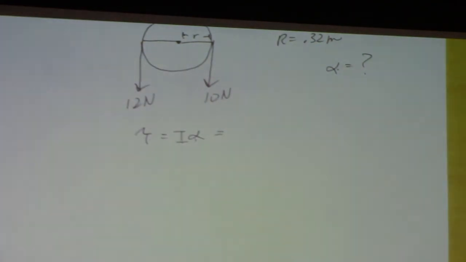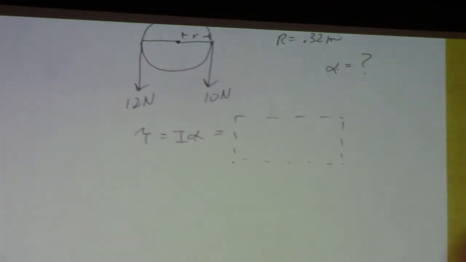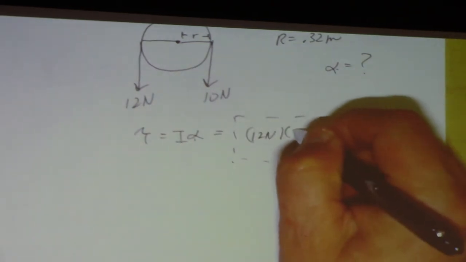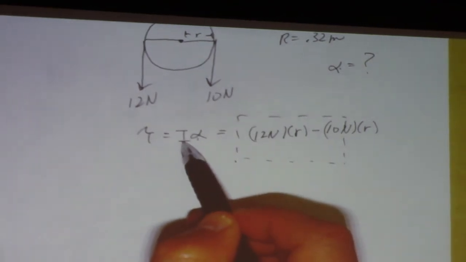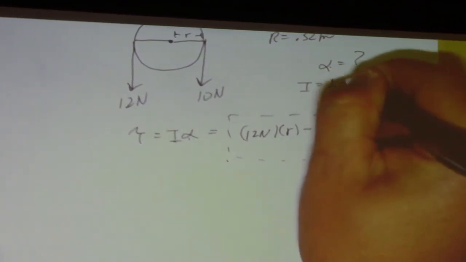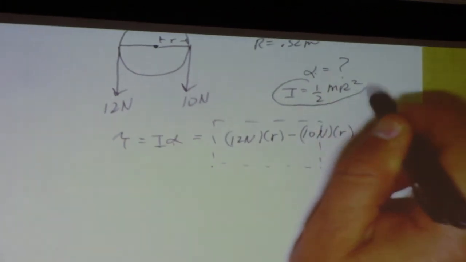So what are the actual torques? Just like before, what were the actual forces? Here are the actual torques. 12 newtons at a distance r, because it would make it go this way, minus 10 newtons, and then the distance, same thing, r. And then hopefully we know enough to solve this problem. Again, they didn't give us I in this problem. You have to figure out what I is. For this shape, it's 1/2 mr squared. So there's more work to be done. You have to actually figure out I.